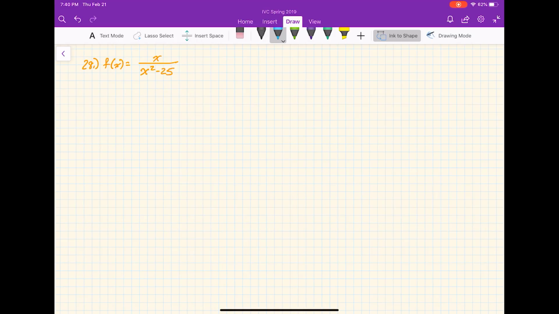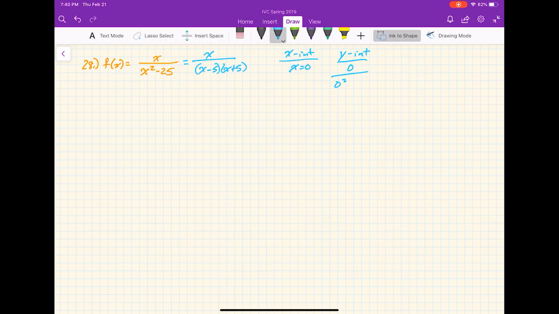So we'll move on to 28 here. And first, again, we have to factor this out. So we have x over x minus 5 times quantity x plus 5. That part's all factored. So now we're going to find our x-intercepts. That's setting the numerator to 0, which gives us x equals 0. Then we'll find our y-intercepts. We'll make all the x's 0.